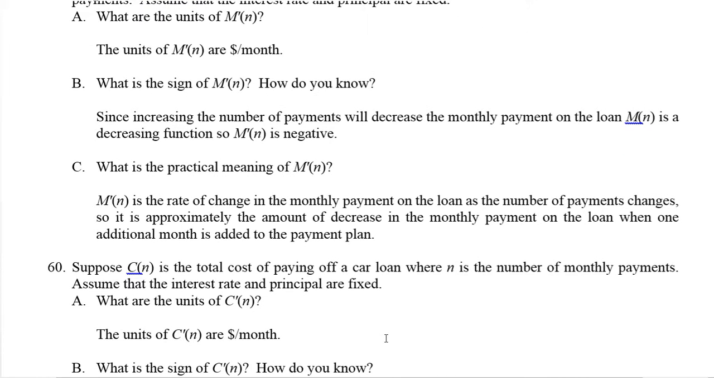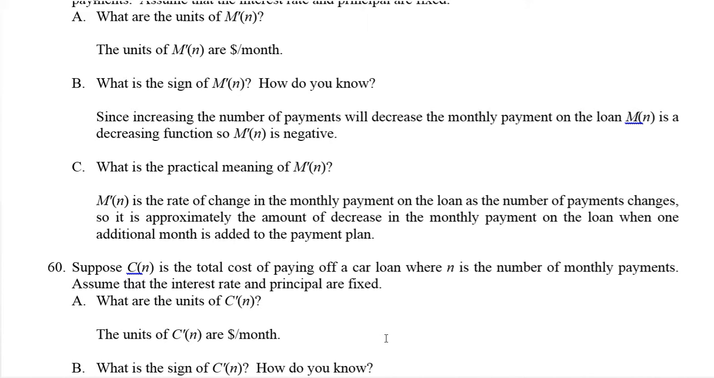What's the sign of C prime of N? How do you know? Well, what happens to the total amount you end up paying for the car if you spread it over more time? Even though the monthly payment goes down, you have more payments. The more payments more than makes up for the fact that the payments are a little bit smaller each month. So in fact, the total amount you pay on the car is more the more months that you finance it over. You pay the least if you could just pay cash and not pay any interest.